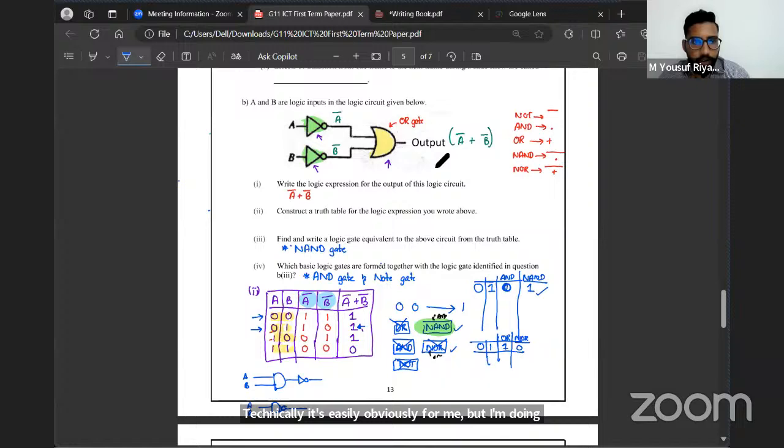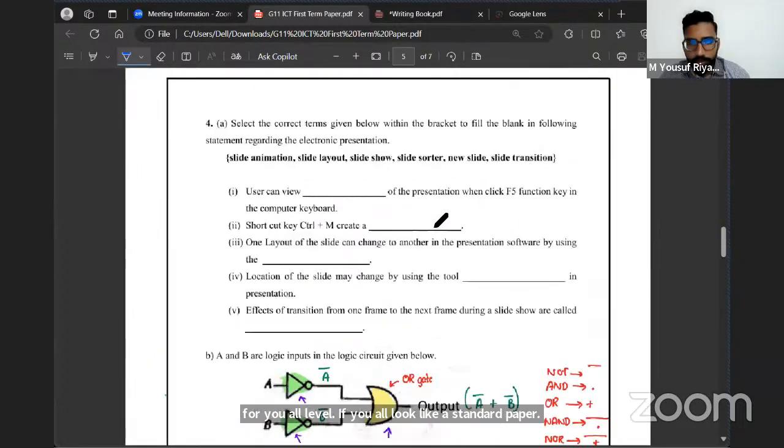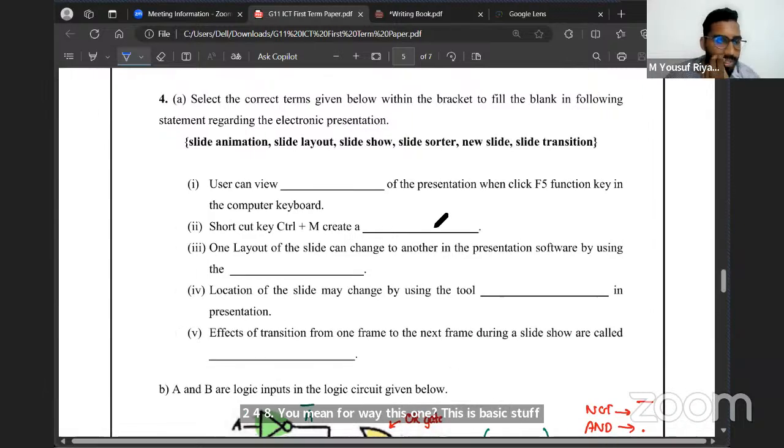Do 4A. I did 4A. You mean 4A, this one? This is basic stuff and presentation stuff. If you want, I can do it. Select the correct terms given below within the brackets to fill in the blanks. The user can view a presentation when clicking the F5 function key on the computer keyboard: slide animation, slide layout, slide show, slide slow.